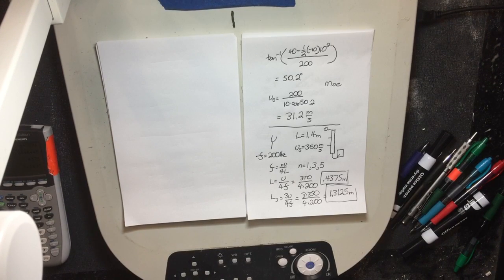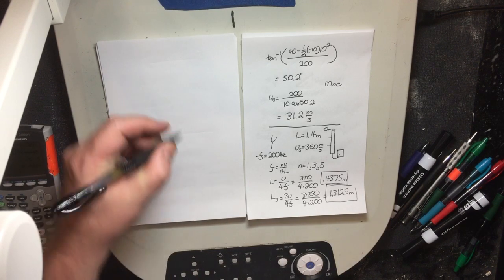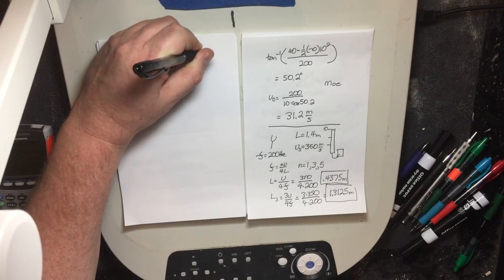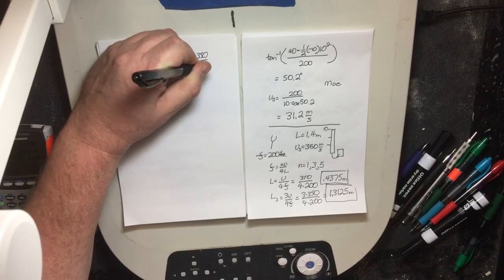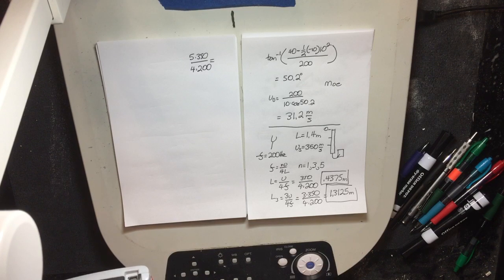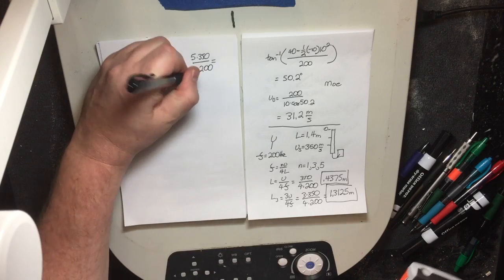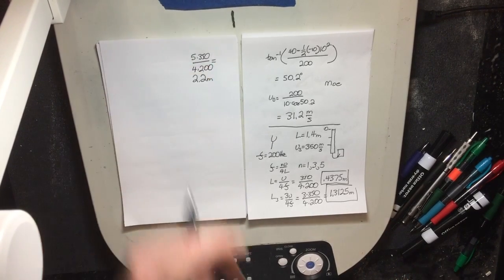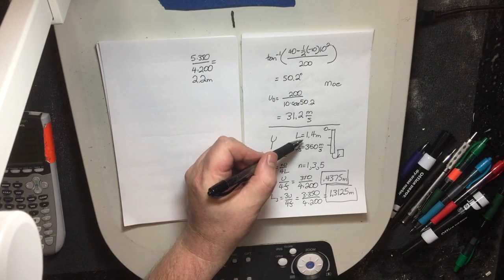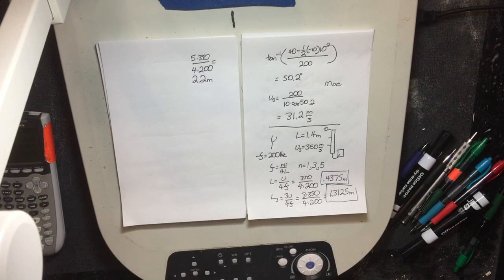Why did you say 5 would work as the harmonic? Well, let's do it. If we used n equals 5, 5 times 350 over 4 times 200, what number do I get for that? A big number. I get 2.2. The length of the experiment is only 1.4. So it can't happen at 2.2 because that's physically impossible.